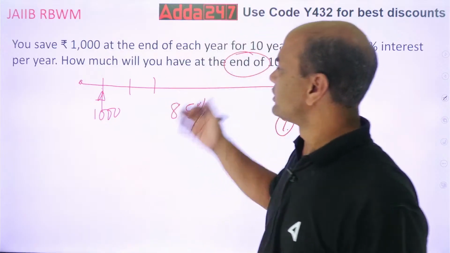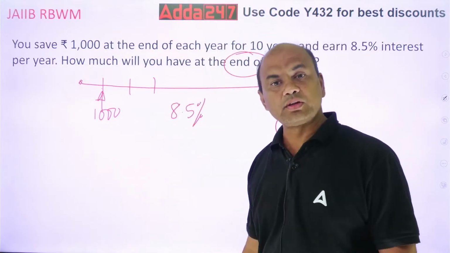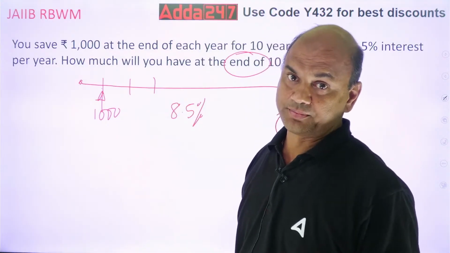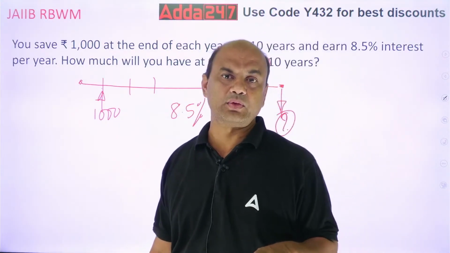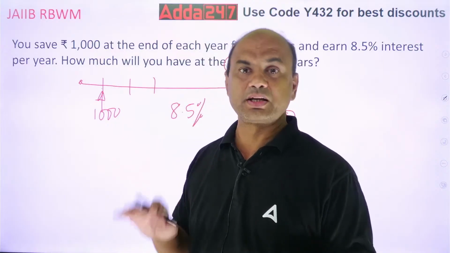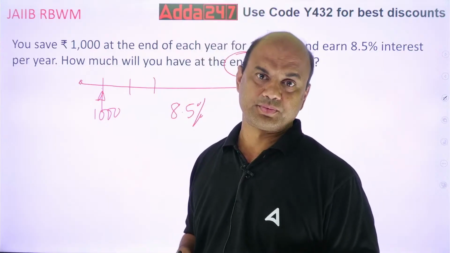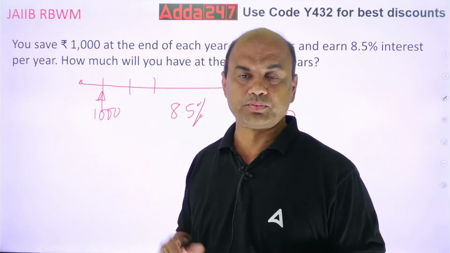The period is also 10 years. So now you will have to use the future value formula, not the present value. There are two formulae in annuity: one is future value, the second is present value.